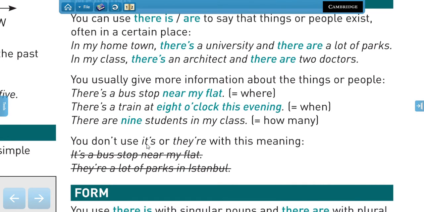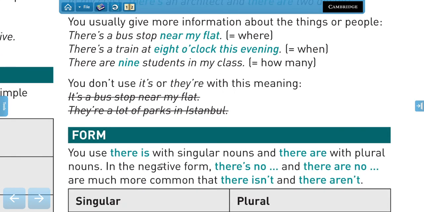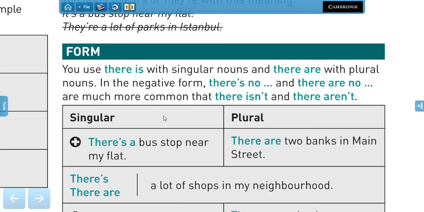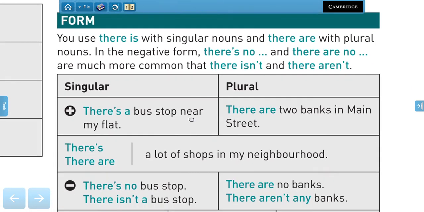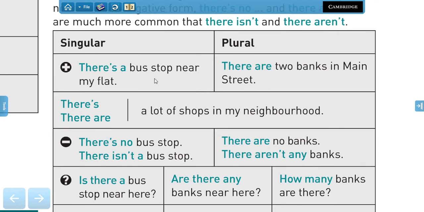You don't use it is or they are with this meaning. So you cannot say it is a bus stop near my flat. You say there is. Or there are a lot of parks in Istanbul. That's also incorrect. You say there are. You use there is with singulars and there are with plurals. In the negative form, there is no and there are no are much more common than there isn't and there aren't.